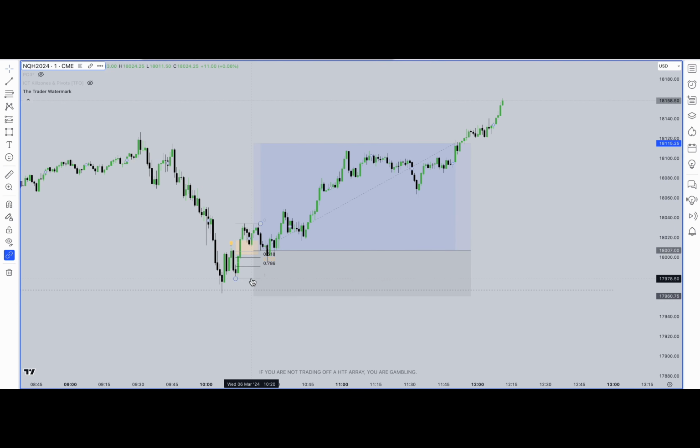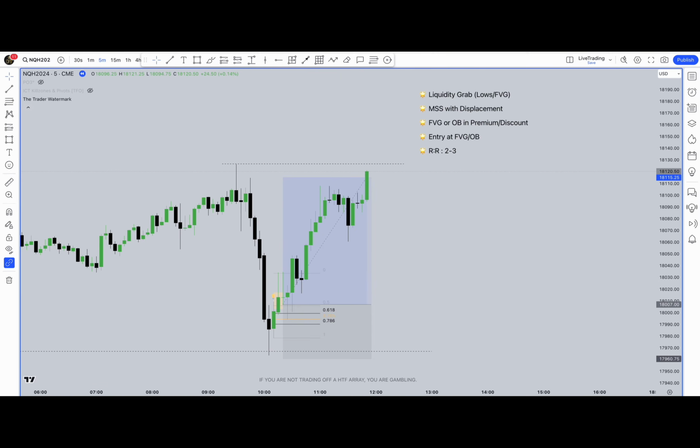And as you can see, price went to the discount of the range, went in the fair value gap below here, and then went to these two highs. So this will be a clean 1 to 2. And you've taken this inside the well-known silver bullet window from 10 to 11 a.m.